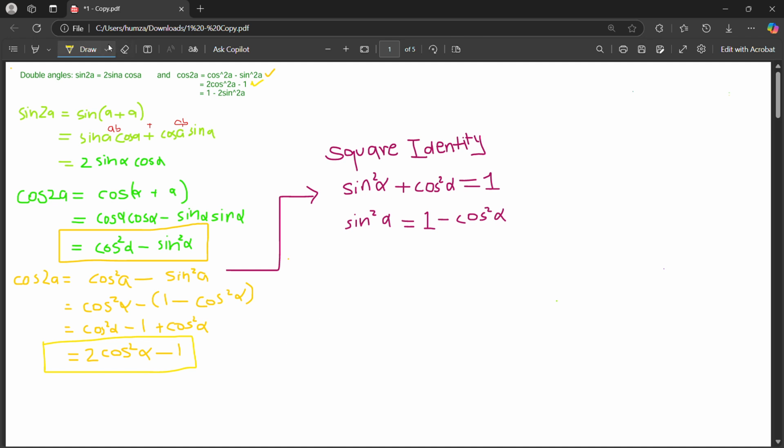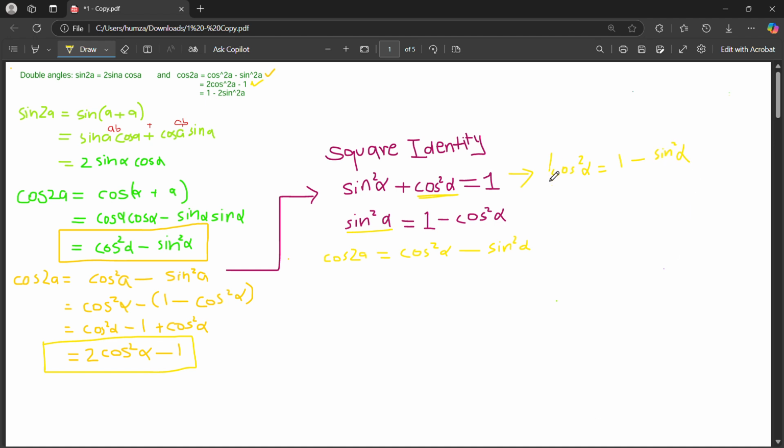Now again we start with cos 2a is equal to cos squared alpha minus sin squared alpha, and then instead of making sin squared alpha the subject in the square identity, now we can make cos squared alpha the subject, and if we make cos squared alpha the subject in the identity, we will get 1 minus sin squared alpha.